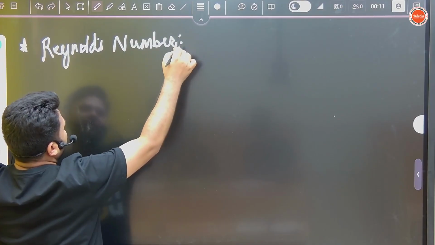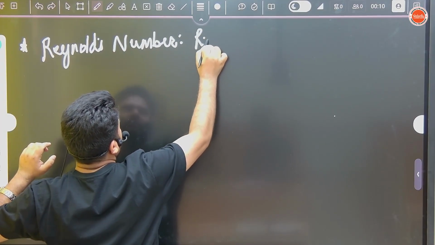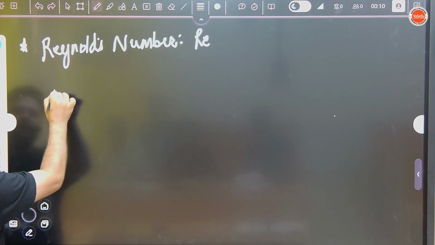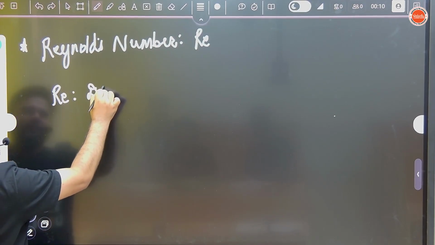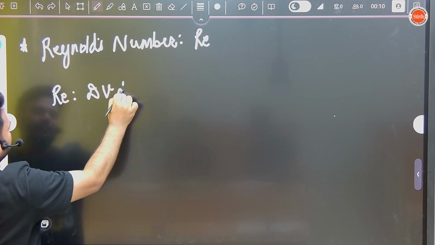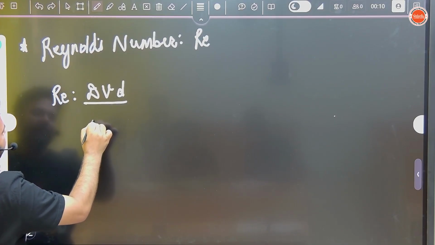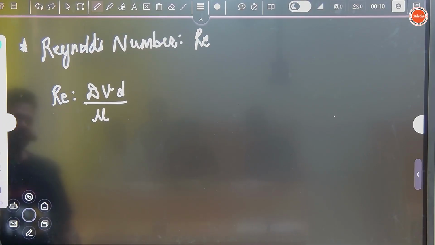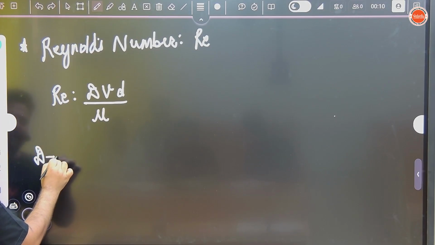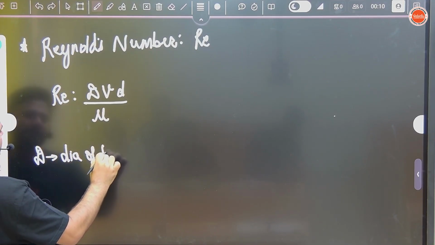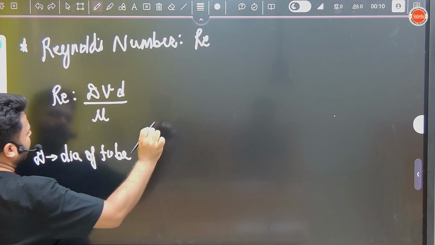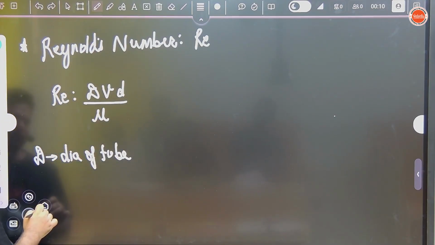It is a dimensionless number, Reynolds number. Its formula is DVd/mu. DVD we used to play in our childhood. What is D? Capital D is the diameter of the tube in which the fluid is flowing. Suppose fluid is flowing in a tube. So D is the diameter of the tube.